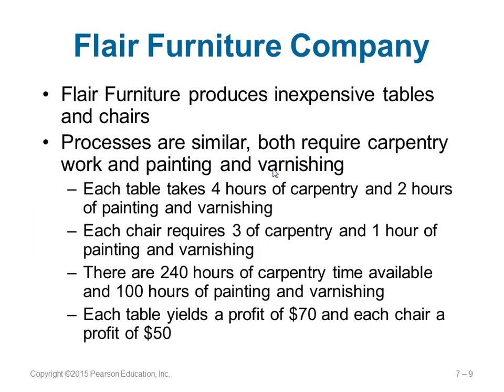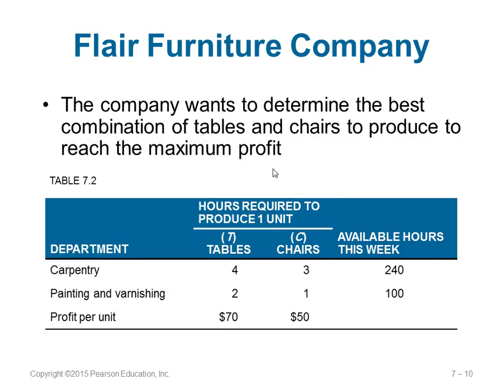Let's take an example. Flair Furniture Company is producing chairs and tables. To make chairs and tables they need to do some carpentry and painting and varnishing work. For a table to be made, they need 4 hours of carpentry and 2 hours of painting and varnishing. For a chair to be made, they need 3 hours of carpentry and 1 hour of painting and varnishing. Total carpentry hours available is 240. Total painting and varnishing hours available is 100. If they make a table, they will get a profit of $70. If they make a chair, they'll get a profit of $50.